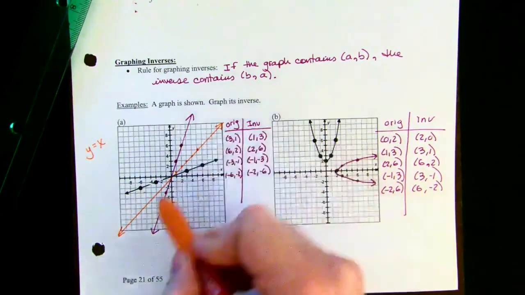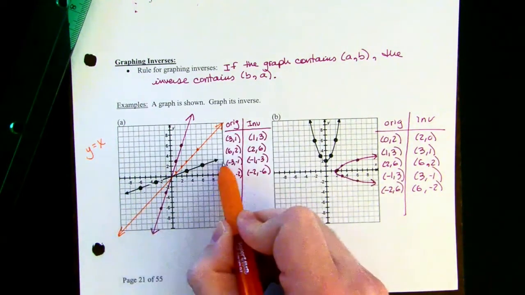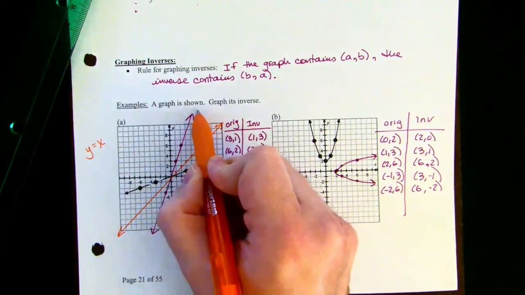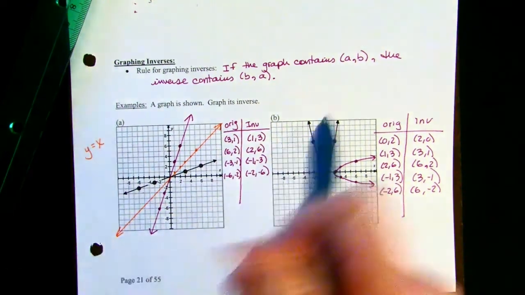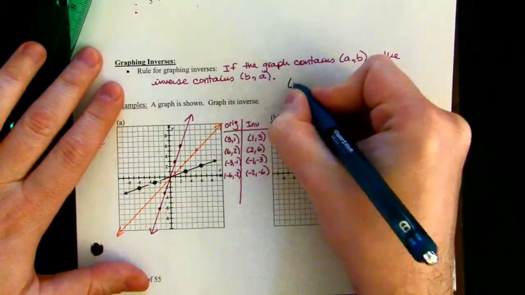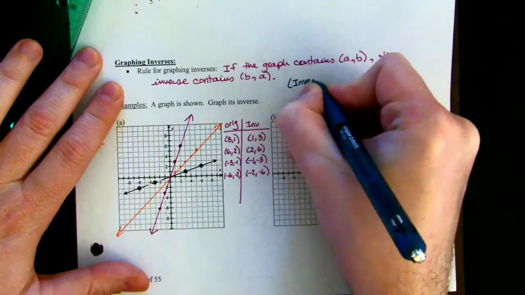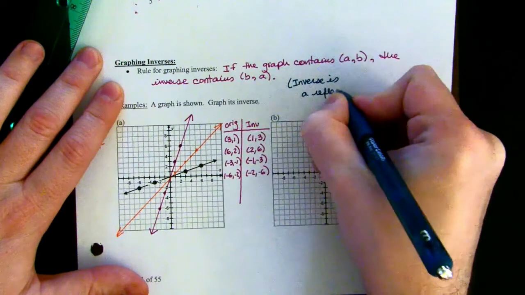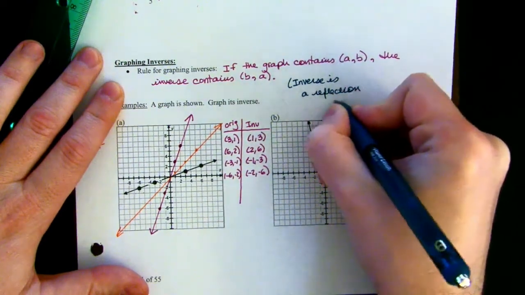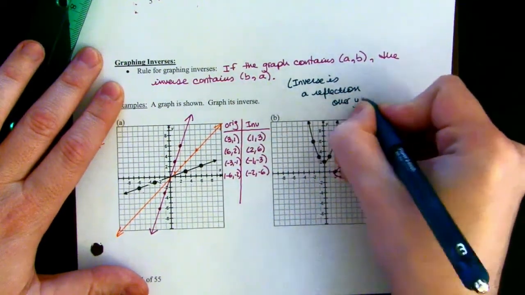If we draw that line in, how does the original black line compare to my inverse pinkish line? These inverses are reflections over that slanted line, y equals x. I think I actually want to add that in where we gave our rule. The inverse is a reflection over the line y equals x.